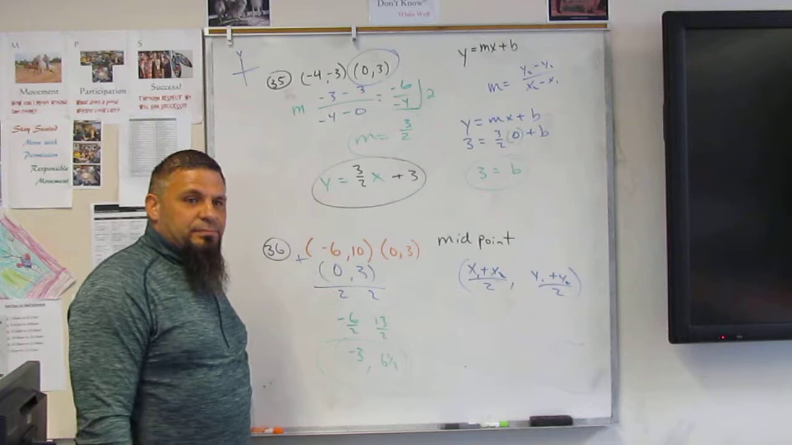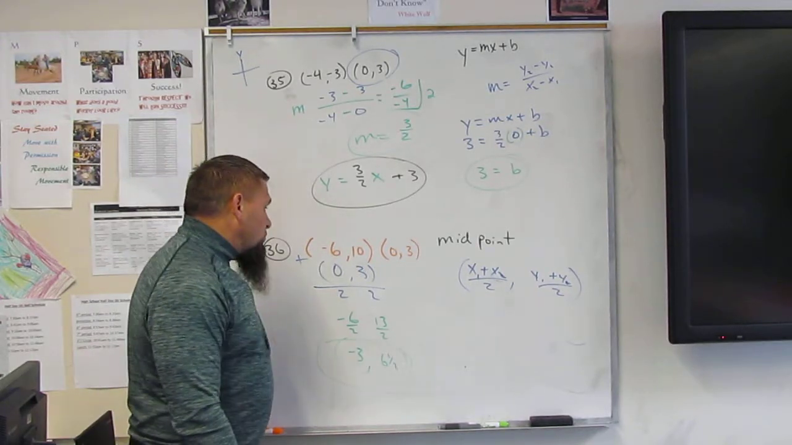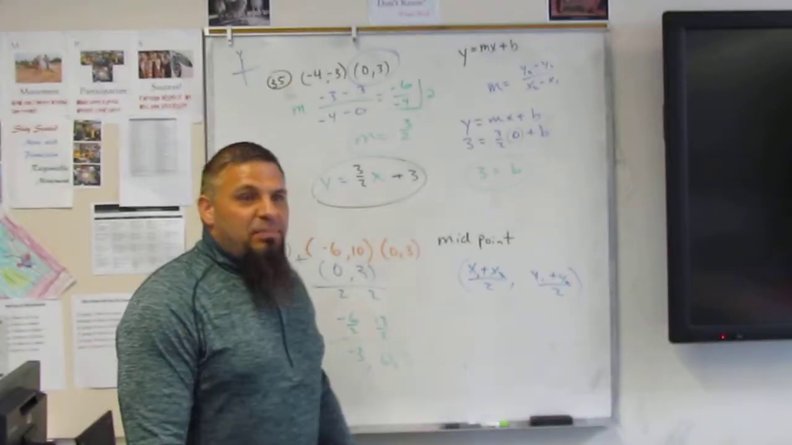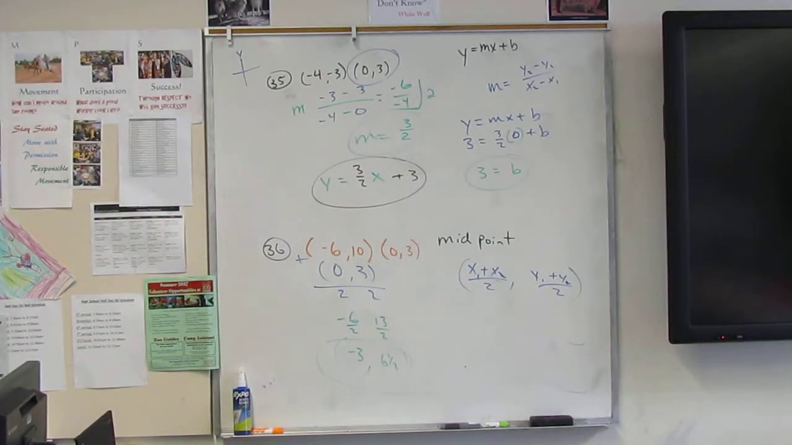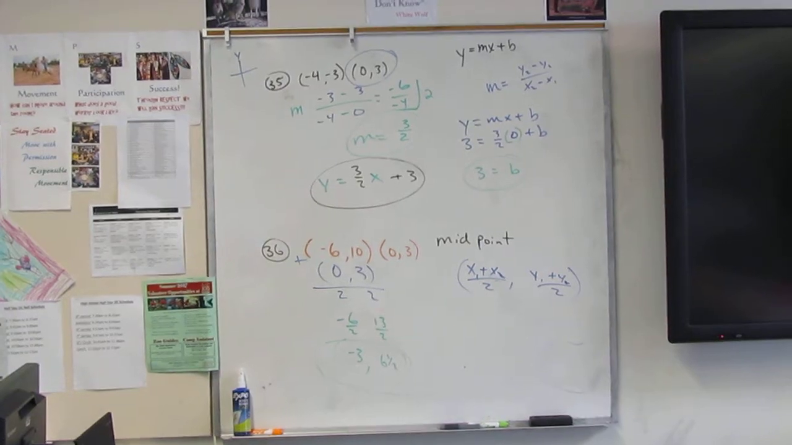Easy, right? So that's midpoint. You're just adding the 2 x's and dividing by 2. We'd be adding negative 6 and 0, yeah, negative 6 and 0. And then 10 and 3. Okay?